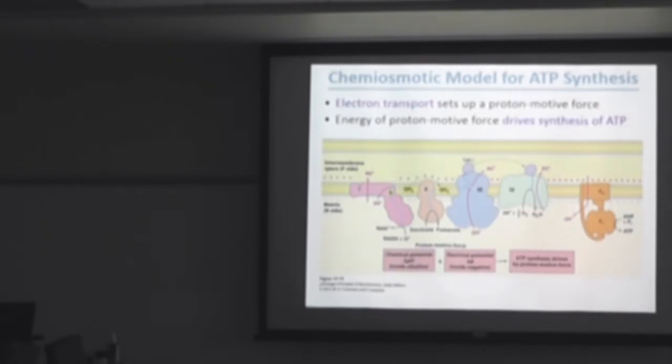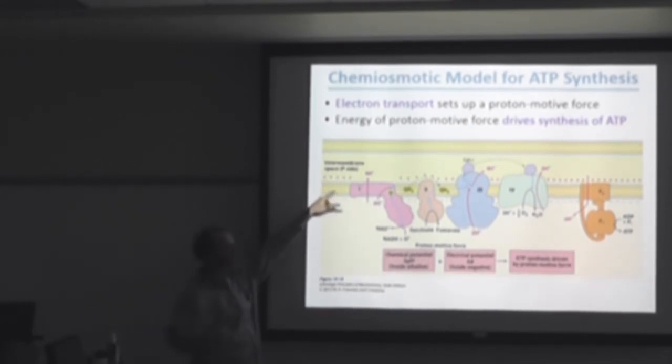Yeah? Is there a strict ratio of how many protons come back through that ATP synthase to make ATP? There is a number, but it's all going to be dependent on the gradient you have across here, right?